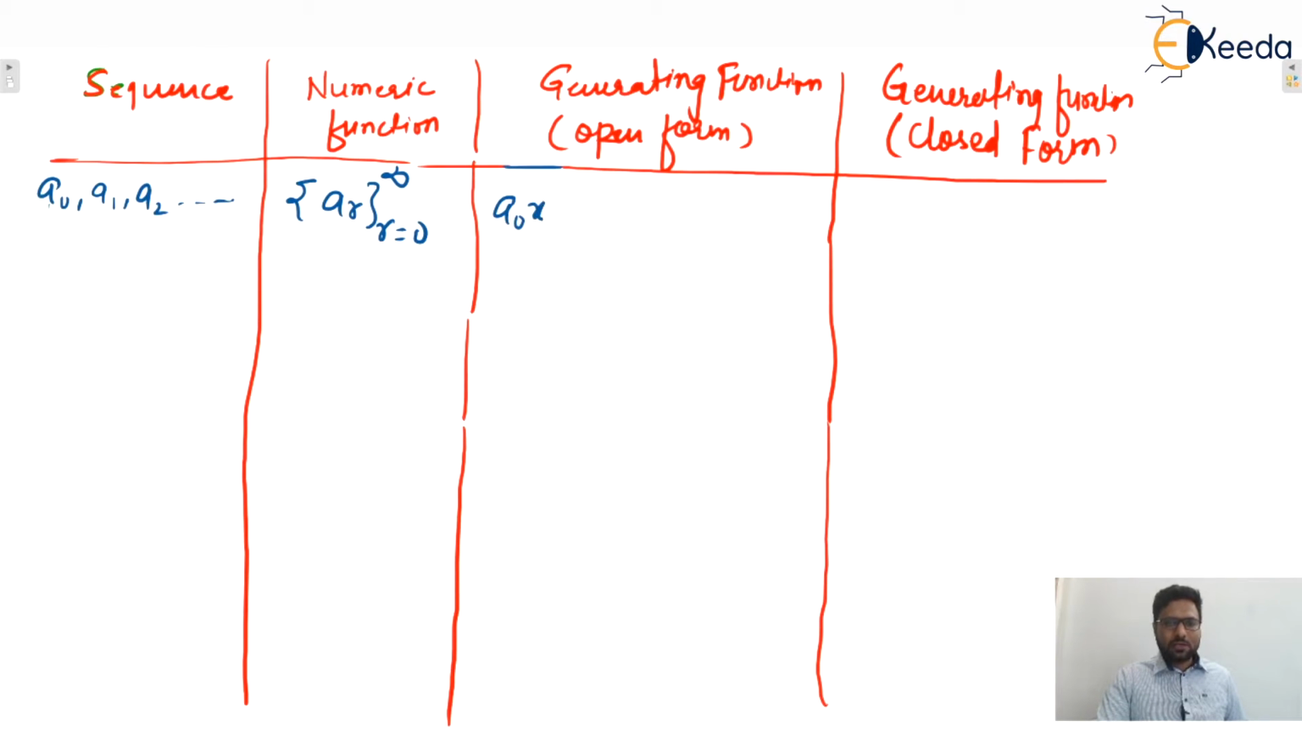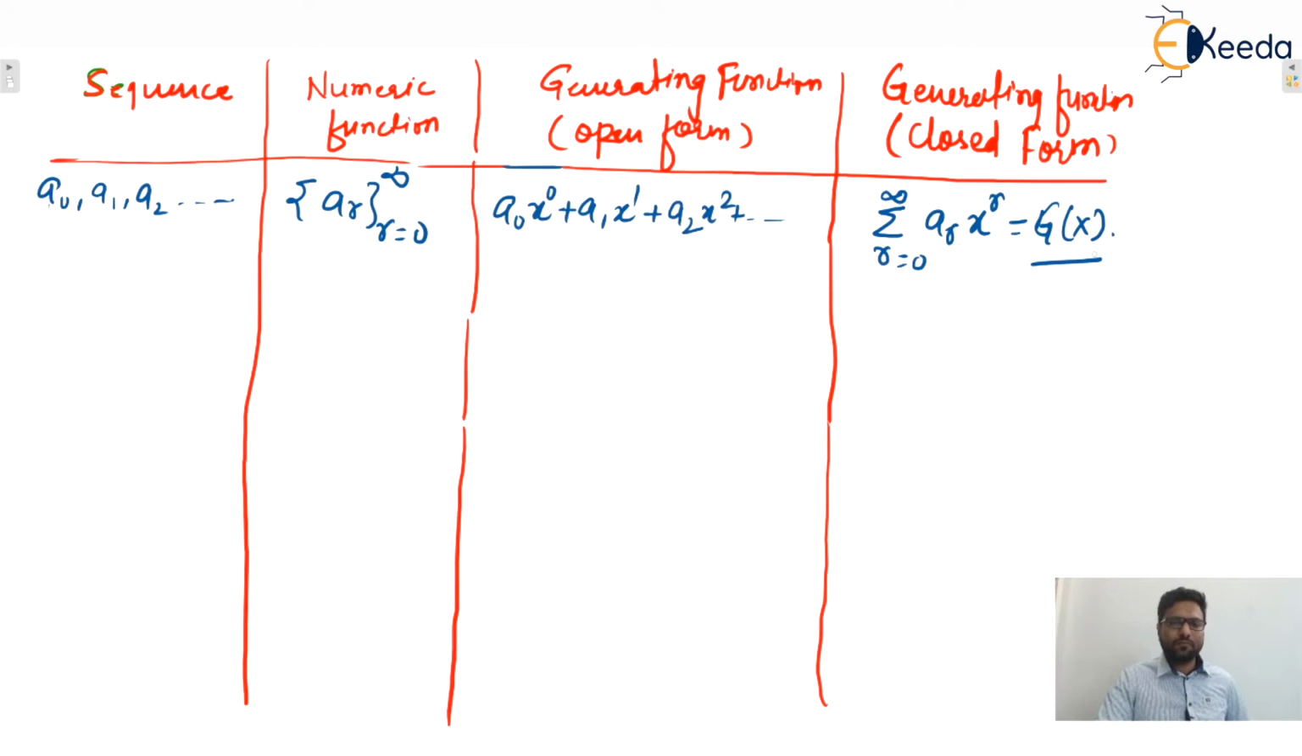In the open form the generating function will be a naught x to the power 0 plus a1 x to the power 1, then a2 x square, and so on. And what will be the closed form? It will be the summation r 0 to infinity a_r x raised to power r, that we represent with g of x, isn't it? Okay, I hope this one is clear to everyone. So this is equivalent to summation r equals 0 to infinity a_r x raised to power r. So we'll see one by one.